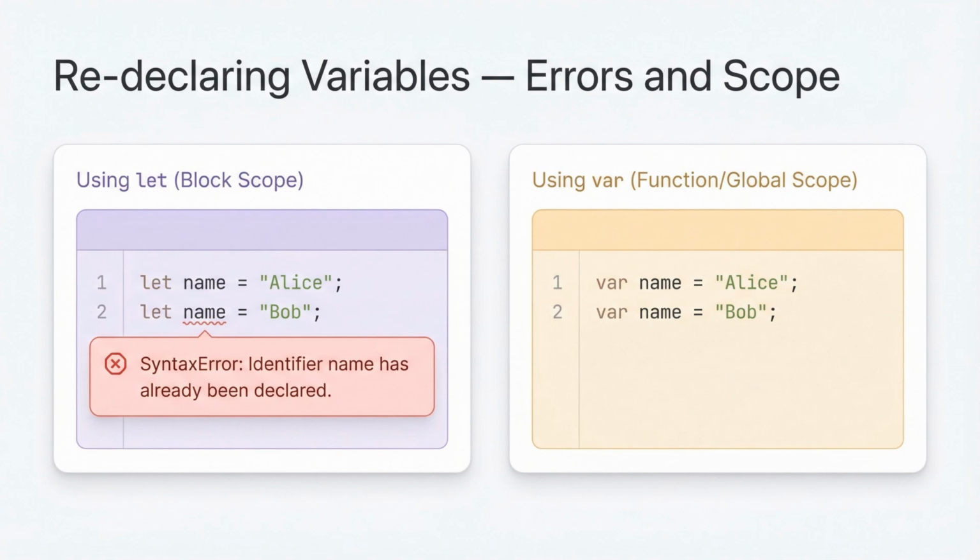Another important rule: with let and const, you cannot declare the same variable name twice in the same scope. If you write let name twice, JavaScript throws a syntax error immediately. This is actually a safety feature. It prevents you from accidentally creating duplicate variables that shadow each other. The old var keyword didn't have this protection, which is one of the reasons it's fallen out of favor.